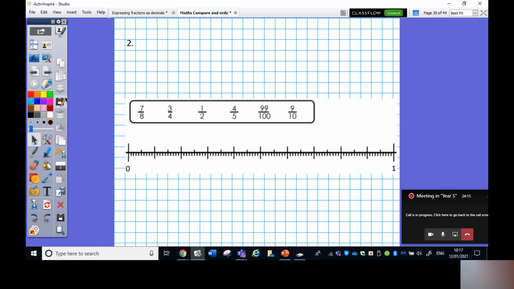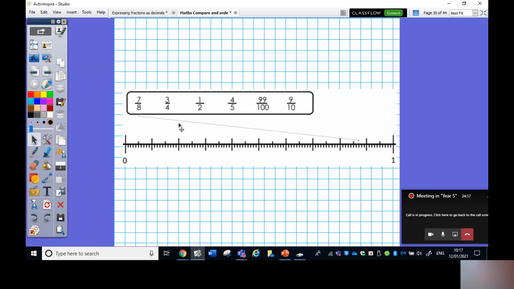Okay, now let's order these. 7/8. Remind me, how many hundredths is equivalent to 1/8? Yes, 12.5. Now I know that 1 is 8/8. So 1/8 less is 12.5 less. So I'm counting back. Good.